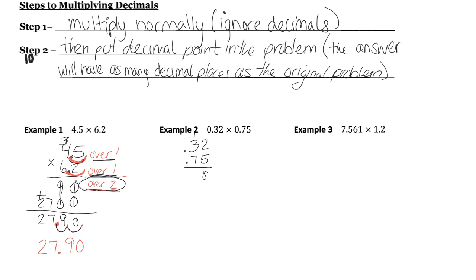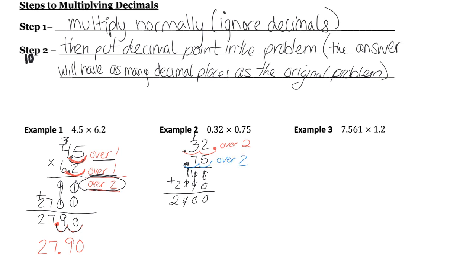5 times 2 is 10. 3 times 5 is 15. Carry the 1. Plus sign, filler 0. 7 times 2 is 14. 21, 22. Make sure we add everything up. And that's 4, 2, 4. And so we have our decimal places here and here. The first one, I moved over once, twice. The second one I moved once, twice.